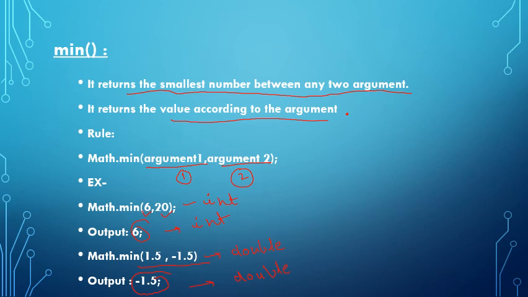So again, revise: Math.sqrt is used to find the square root of a number. The return type of Math.sqrt is what? Double data type. Math.min returns the smallest number between any two arguments, and the return type depends upon the data type of the argument. If the argument is integer, then it returns integer. If the argument is double, it returns double. If the argument is long, it returns long. If the argument is float, it returns float.